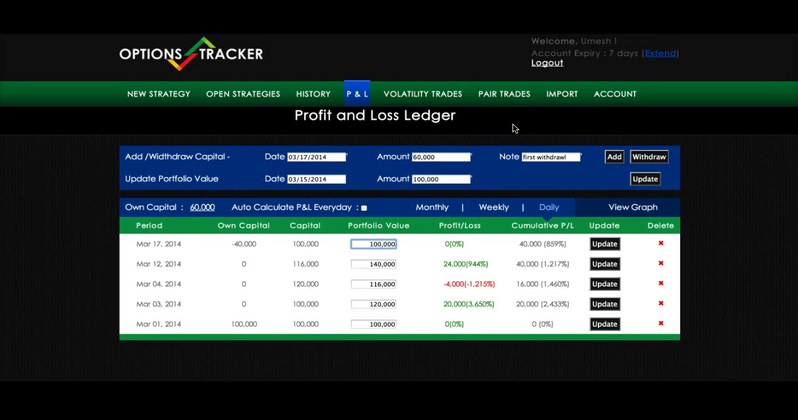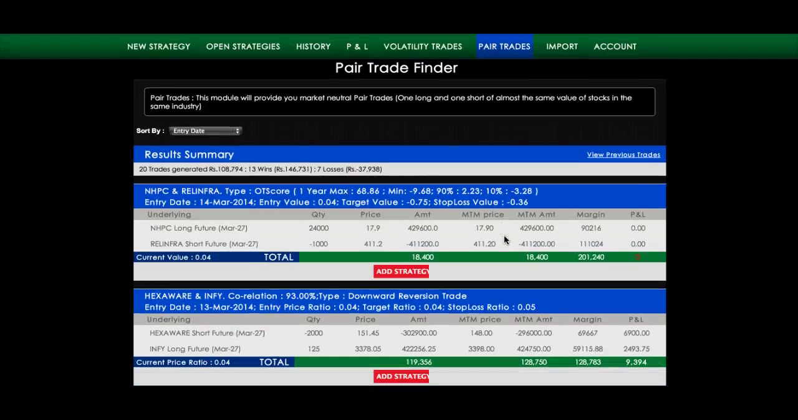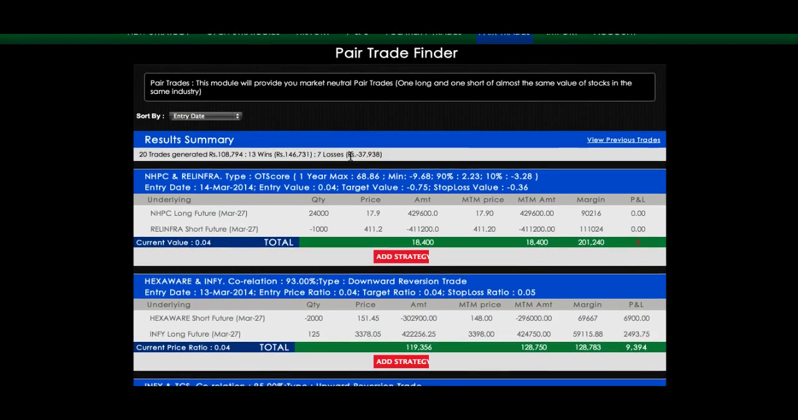Now let's see the pair trades, the wall trades and the import. These are the last 3 features. Pair trades and wall trades are the advisory services of OptionsTracker. So click on pair trades, and it will give you a list of all the pair trades which are open right now. 20 trades are open right now which have generated 1,08,000 rupees. It gives you details of how many were winning trades and how many generated losses.